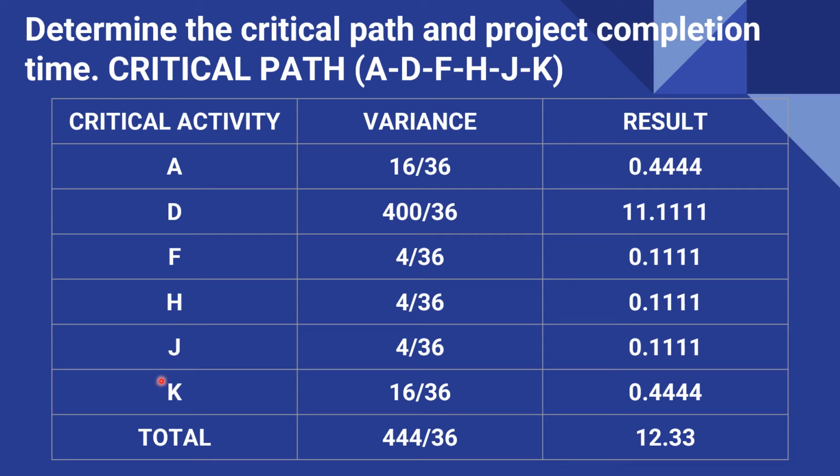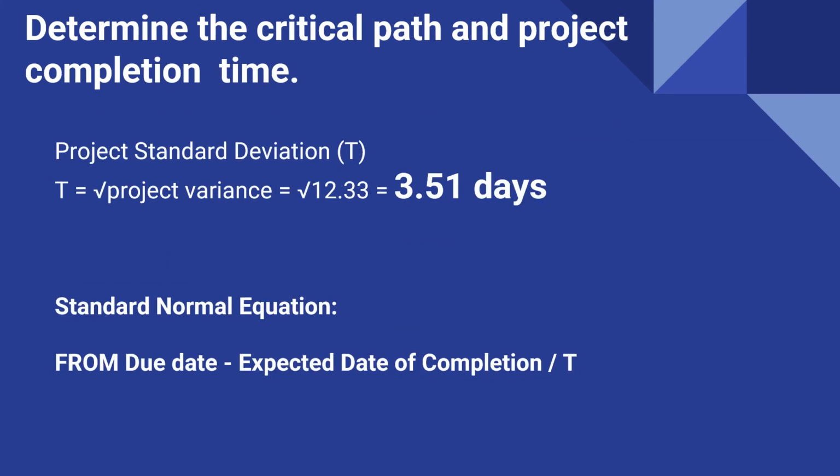So to get the project completion time, we get the variances of the activities in our critical path. So this will be the result: 12.33. Okay, remember that our project variance is 12.33. Next, we determine the critical path and the project completion time.